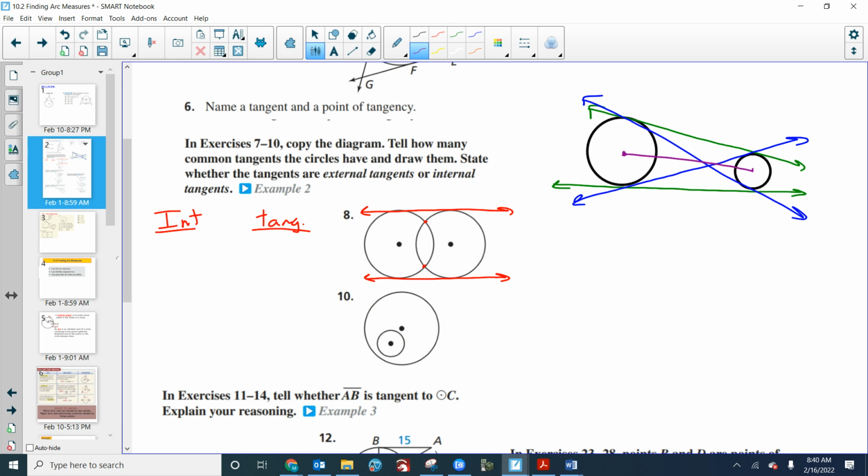Now, what if the circles just touch once? They would have how many external? 2. How many internal? 1. Good. It would go up and down, right? It would just touch the circles right where they cross. Are you with me? So I want to clear up that vocabulary today. Make sure that makes sense.